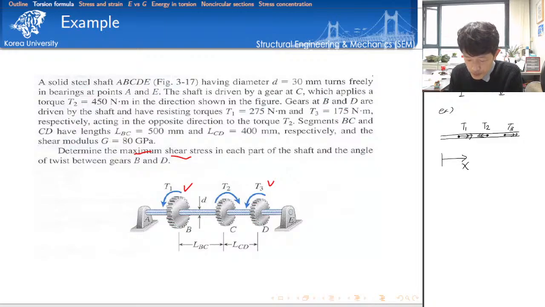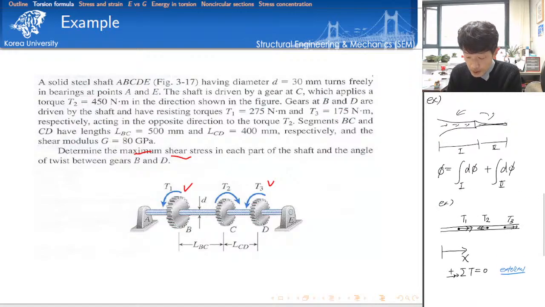So let's check the force equilibrium. The sum of all the torsional moments in this direction should be equal to 0. Make sure that these are external torsional moments, okay? These are external ones. So don't be confused between the external torsional moment and the internal torsional moment, since we use the same notation, so it's quite confusing.